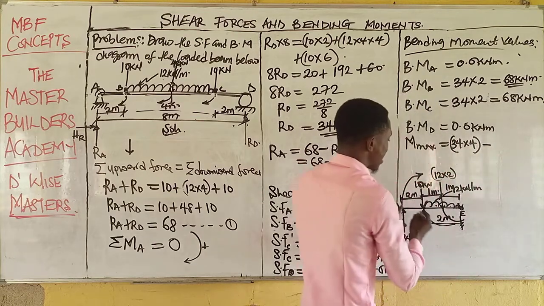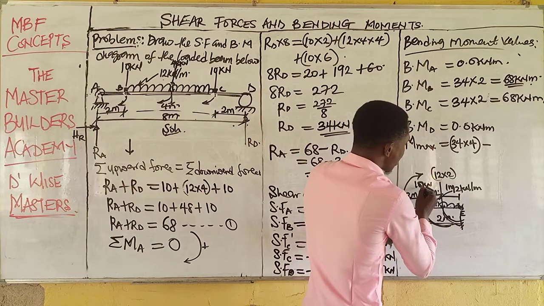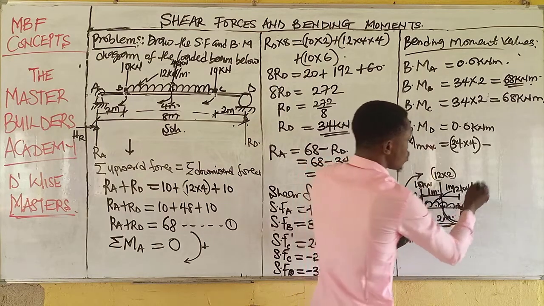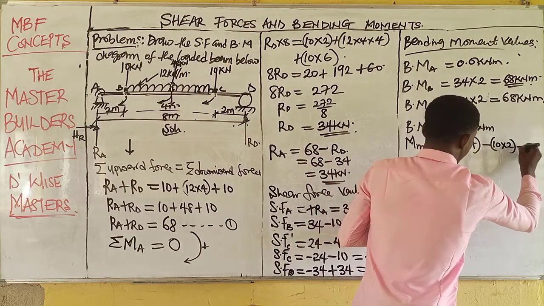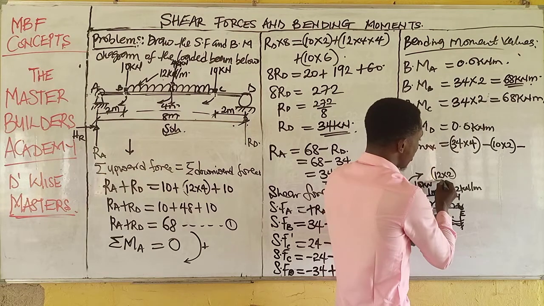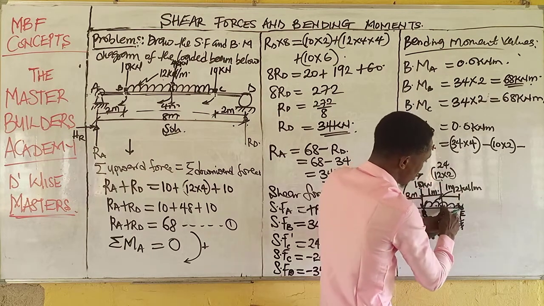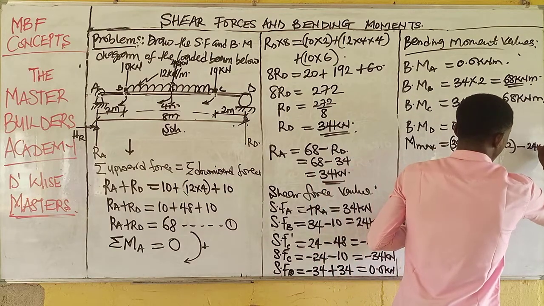Then minus, understand that this is the only clockwise. Every other one will be anti-clockwise. So this 10 multiplied by 2, because the distance of 10 from E, which is the middle point, is 2. So we have 10 multiplied by 2. Then minus, now this load is 12 multiplied by 2, which will give us 24. And what's the distance of 24 from this end? 1 meter. We have 24 multiplied by 1.